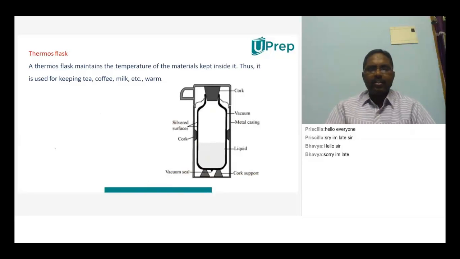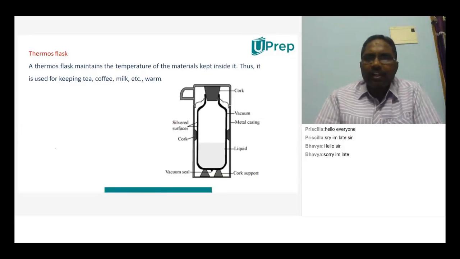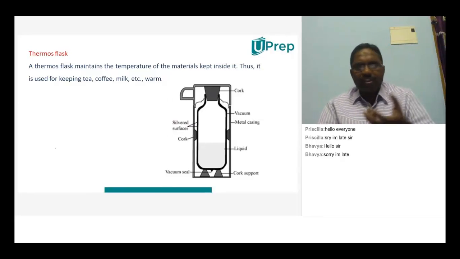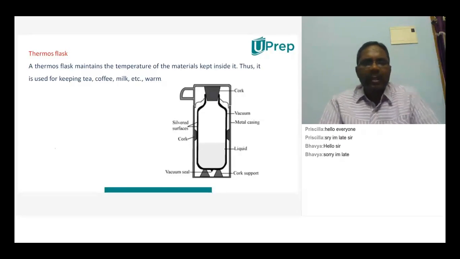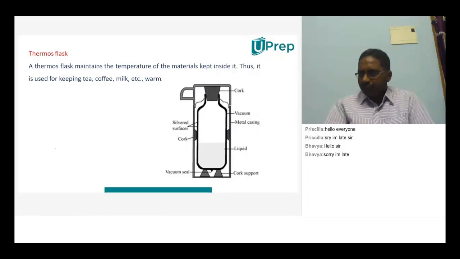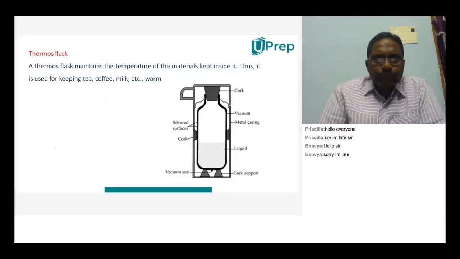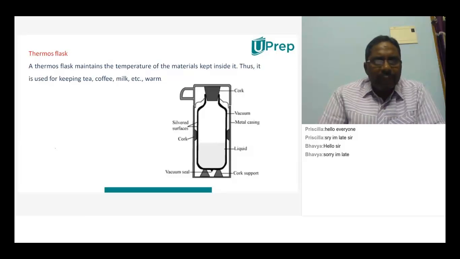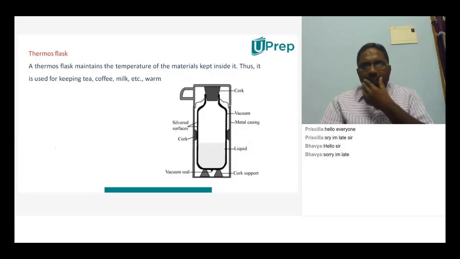One more thing is there. Maybe you have a habit of taking tea, and to have tea always very hot, we use one kind of device. What is it called? Thermoflask. Have you used it? Have you seen that? Yes, sir, I've seen it. What do you use a thermoflask for? To keep things hot or cold. Right, to keep things either hot or cold.